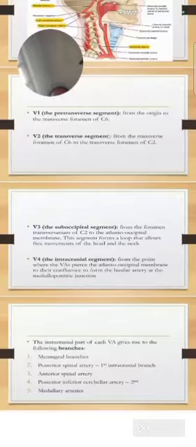And the last segment is the intracranial segment. So just above this, it enters through the foramen magnum and enters into the skull. The part that is inside the skull is termed the intracranial segment. It's the point where the vertebral artery pierces the atlanto-occipital membrane to form the basilar artery at the pontomedullary junction.